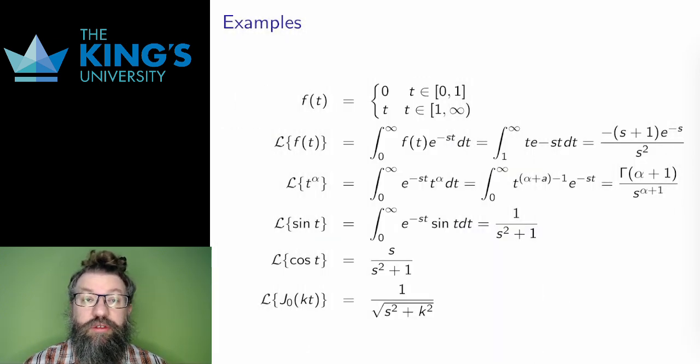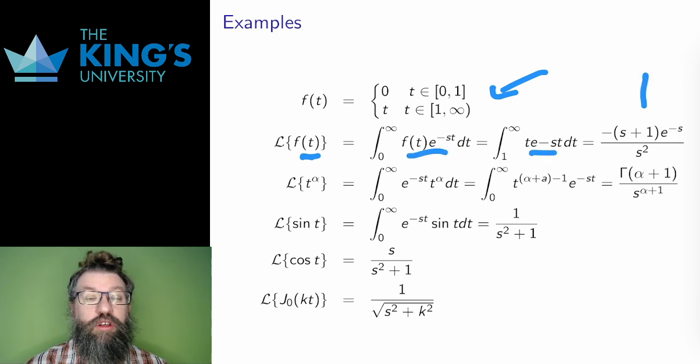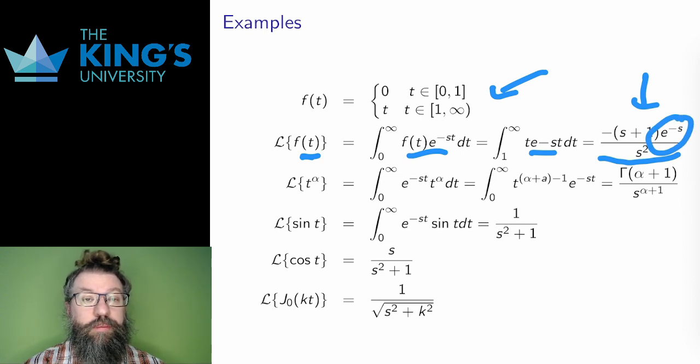But these are some pretty interesting results. So here's the transform of a particular piecewise function. The result is not a piecewise function, but something with an exponential in the numerator, but it's continuous. So even continuity doesn't necessarily get preserved under the Laplace transform.